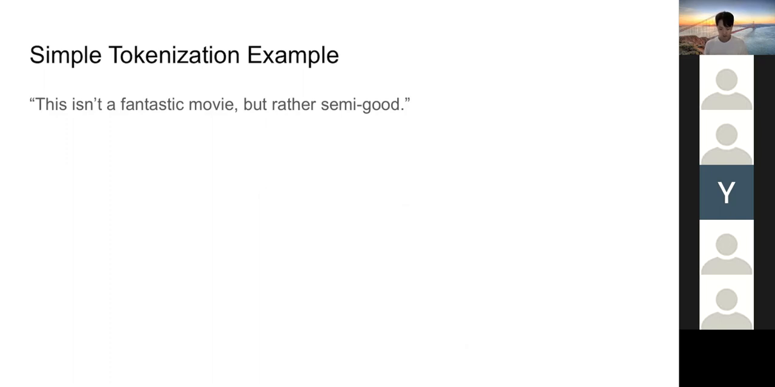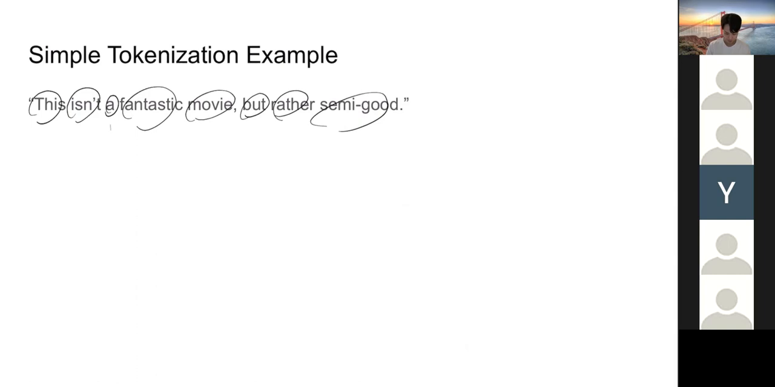But how about if we split this using space? Then the first token will be "This", the second token is "isn't", "a", "fantastic", "movie," with the comma, and "but", "rather", "semi-good," with the comma, right? There are also tricks, like ignoring uppercase and lowercase, but let's not do that for now. Let's say we don't do anything. Still, you will see a lot of "a", which will be very, very frequent, and a lot of "fantastic" too, though not as much. "Movie" a lot, "isn't" a lot, "rather" a lot.